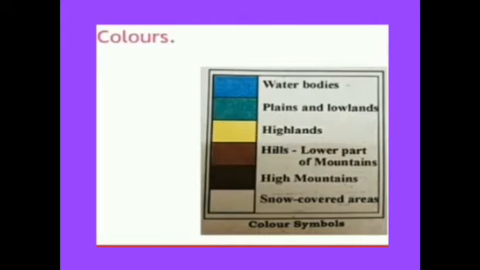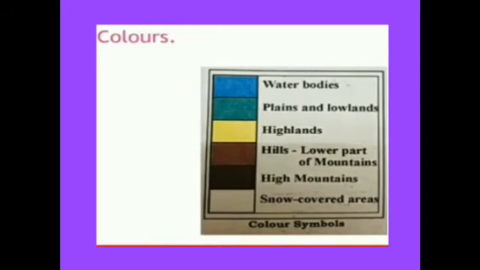Colors. When you look at a physical map, you can see the different colors. These colors represent different physical features. In the physical map, the colors used are blue color for water bodies like ocean, seas, lakes and rivers, green for lowlands and plains, yellow color for highlands and land higher than the plains, brown color for hills and lower part of mountains, dark brown color for high mountains, white or purple color for snow covered areas. I hope you understood the colors.